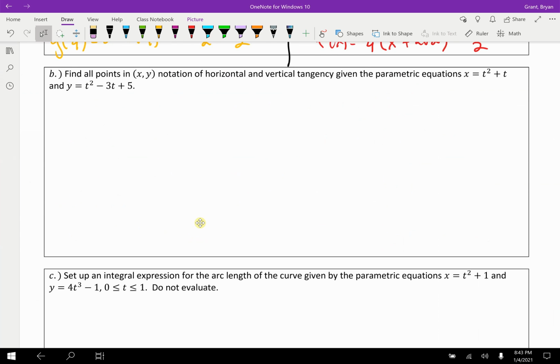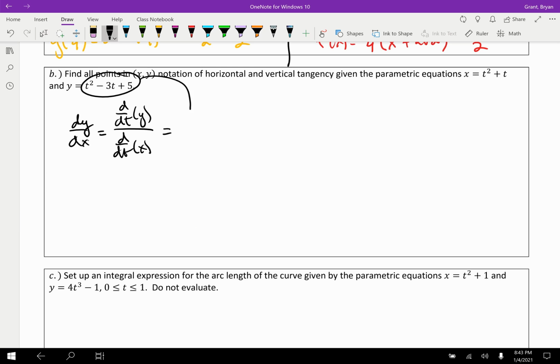Well, horizontal and vertical tangency is determined by slope. So let's start with our dy/dx. We need to find d/dt of y and divide that by d/dt of x. d/dt of y, an easy derivative, is just 2t minus 3. d/dt of x, also a fairly straightforward derivative, is 2t plus 1. There's our slope.